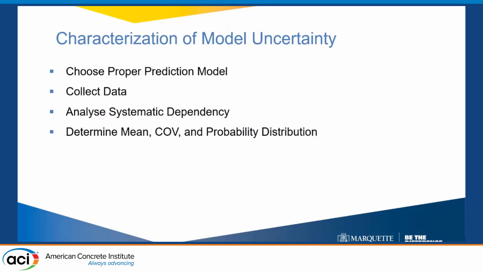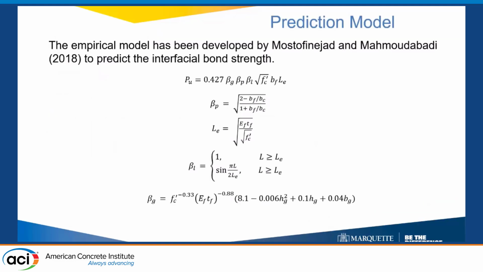So here are the characterized steps to find these values. In total, we have 4 steps. Number 1, we need to choose a proper prediction model, and then we need to collect enough data, and then sometimes we need to do the systematic dependency check, and then we feed in and find the COV, mean, and the proper distribution type. I will introduce that one by one.